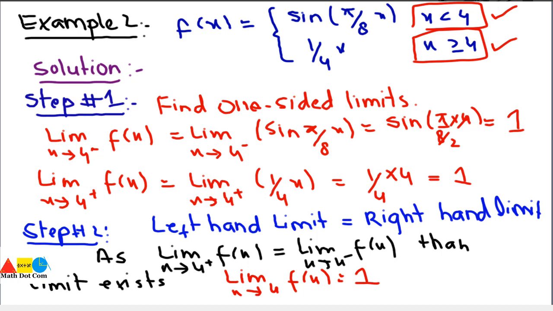So this is how you can find the limit of piecewise defined functions in just 2 steps, by finding the one-sided limits and then checking whether they are equal or not, and then correspondingly you can easily find the limit of a given function. So that's all from today's lecture.